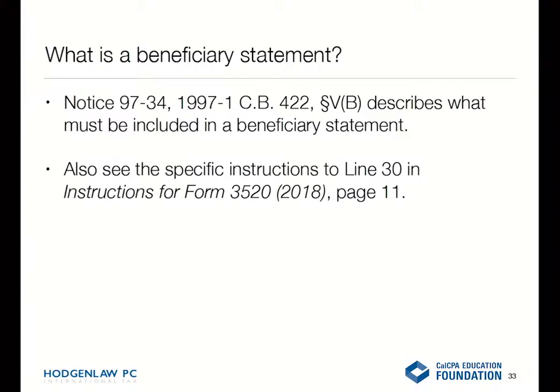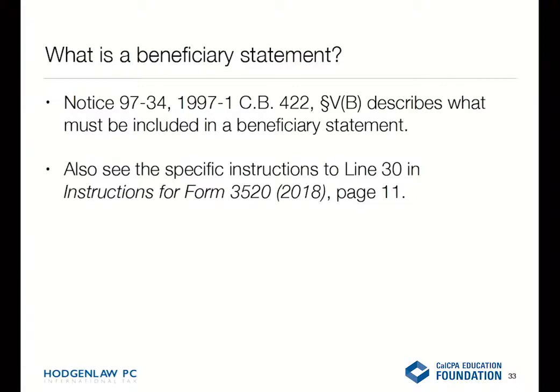Let's see, a statement as to whether the foreign trust has appointed a U.S. agent, and a statement that the trust will permit either the IRS or the U.S. beneficiary to inspect and copy the trust's permanent books of account records, other documents. And this last statement is not necessary if the trust has appointed a U.S. agent.